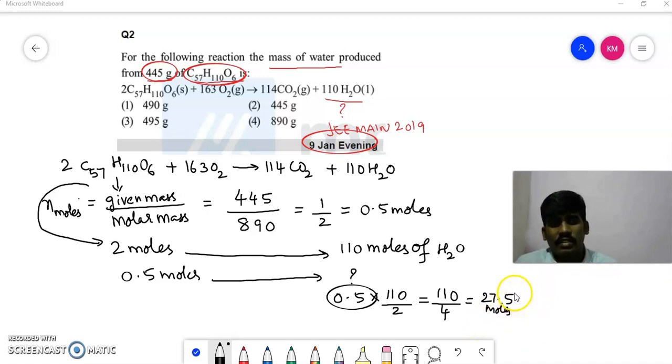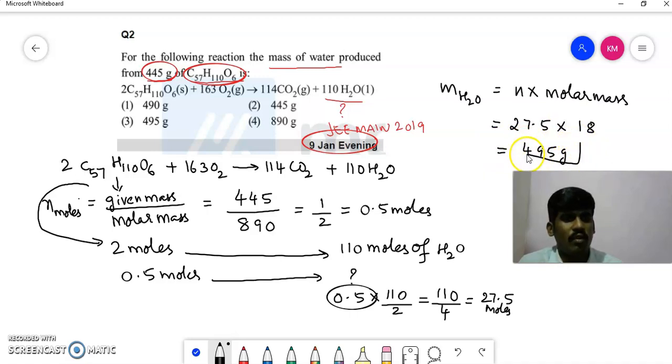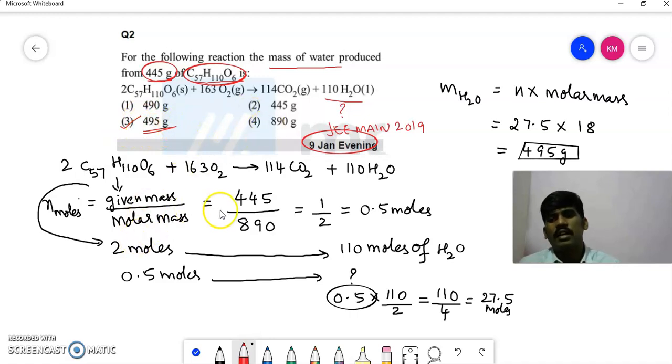But what do you have to calculate? You have to calculate the mass of the water. As you know the formula, number of moles is equal to given mass by molar mass, so mass is number of moles into molar mass. We got 27.5 moles, and the molar mass is 18. If you calculate it, you will get 495 grams. That 495 grams is there in option 3, so option 3 is the correct answer for us. Hope you understand, children. Let's move on to the next question.